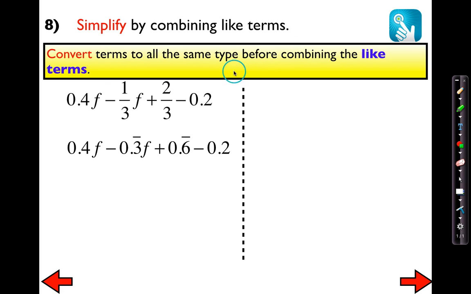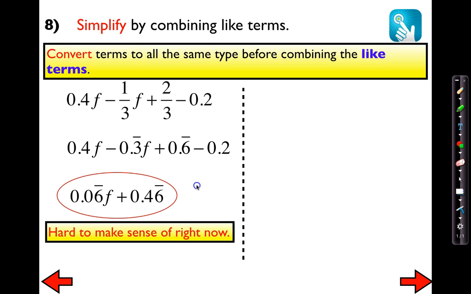So for example, if I convert minus 1/3 into a decimal, you're going to end up with 0.3 repeating on the 3. 2/3 turned into a decimal is going to be 0.6 repeating on the 6. So if you combine these two terms together, you're going to end up with 0.06 repeating on the 6. And that's not accurate because it's a repeating digit. So it's basically messy here. It's going to be hard to make sense of it right now.